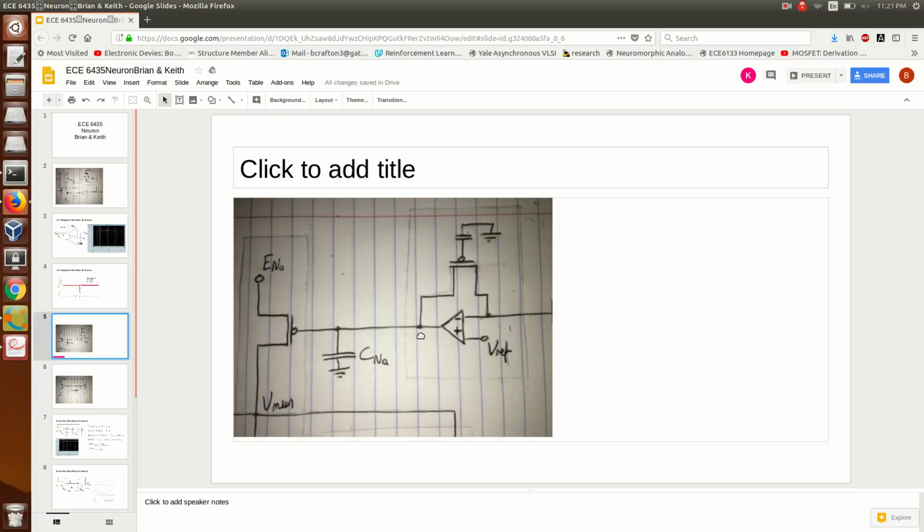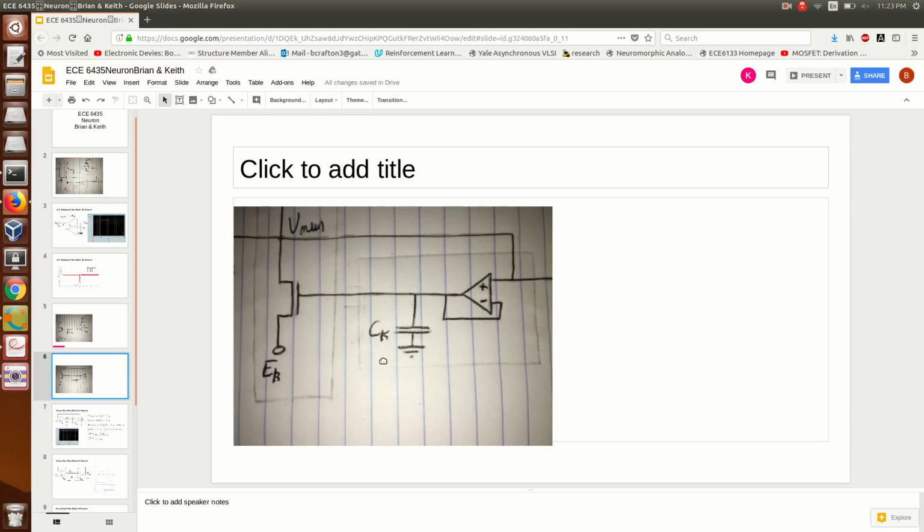Once this output here decreases, the feedback loop causes the negative terminal voltage to return to its previous value. So here's the second half of the circuit, which just acts as a low pass filter. For a large increase in VMEM, we will see a slower change at CK.